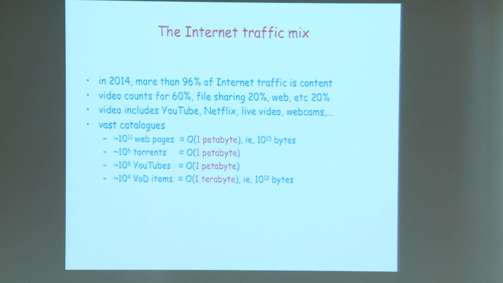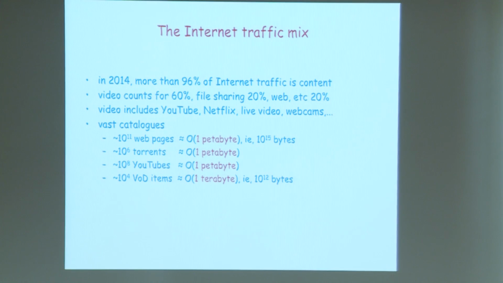It's a lot. And if you do the same thing for peer-to-peer traffic, if you look at the torrents on BitTorrent, that's the peer-to-peer service, you can count up the number of bytes represented by these torrents, and that also comes to something like a petabyte. And similarly, YouTube's user-generated content in the Google sense, there again, I did some rough calculations, they're very rough, and I got a petabyte.